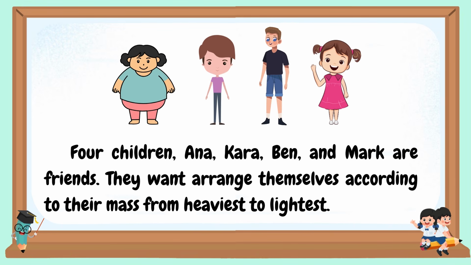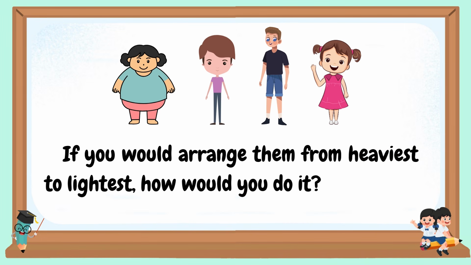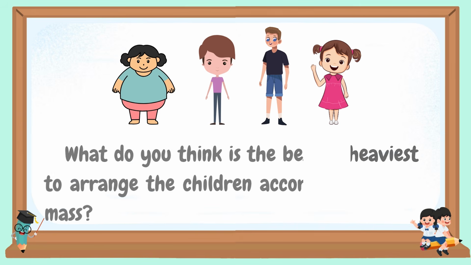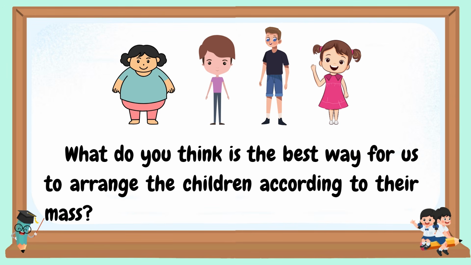4 children, Anna, Kara, Ben, and Mark are friends. They want to arrange themselves according to their mass from heaviest to lightest. If you would arrange them from heaviest to lightest, how would you do it? What do you think is the best way for us to arrange the children according to their mass?